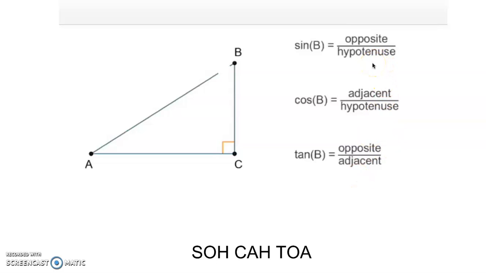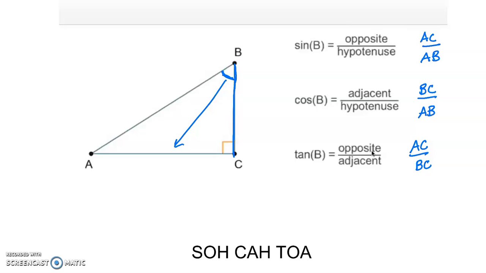So here's our angle B. We're looking at this angle right here for all of these. So our opposite would be AC, and our hypotenuse is AB. That would form that ratio. Whatever those lengths are, that would be the sine of angle B. The cosine is the adjacent. So here's our adjacent side, would be BC, and our hypotenuse is still AB. And finally, the tangent is the opposite side over the adjacent side. So in this case, this would be AC over BC.